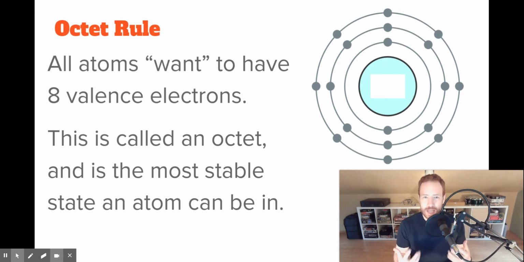Atoms don't have personalities or desires, but as all things in the universe tend to do, atoms like to be as stable as they can be. And it turns out that having an octet, a full valence shell of electrons, is the most stable that an atom can be. And so they want to be as stable as possible.